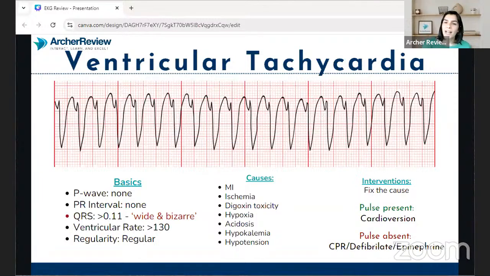So ventricular tachycardia. What makes this VTach? Again, what are we looking for in that QRS complex? Who knows? What do you guys think?